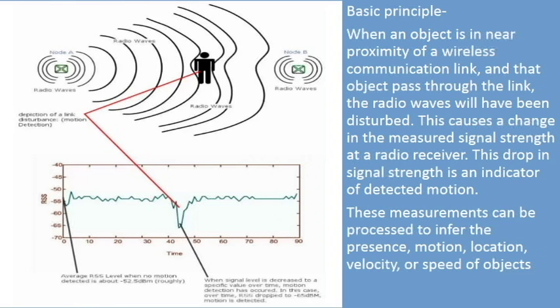The basic principle: when an object is in near proximity of a wireless communication link and that object passes through the link, the radio wave will be disturbed. This causes a change in the measured signal strength at a radio receiver. This drop in signal strength is an indicator of detecting motion. These measurements can be processed to infer the presence, motion, location, velocity, or speed of the objects.